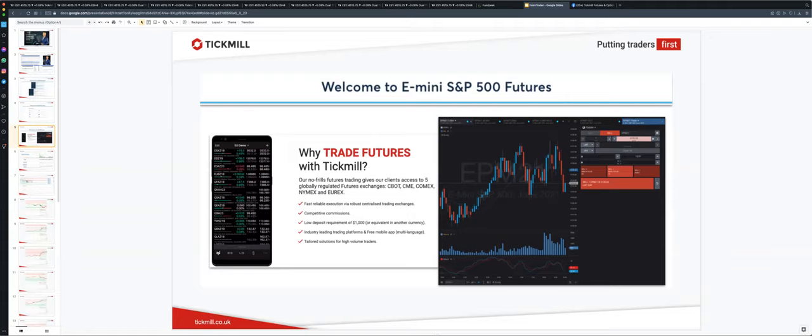Like I said before, there's a low margin requirement. To open a day trading position with Tickmill, you only require $1,000 to open a micro account. Remember, those are the absolute minimums. You should be trading with much more capital behind your positions.